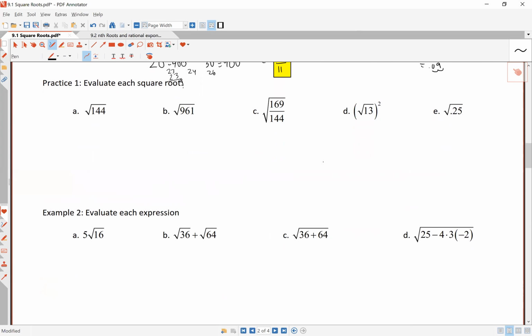Now that you've had a chance to work these out, I'll work these out with you. The square root of 144 is 12, because 12 squared is 144.